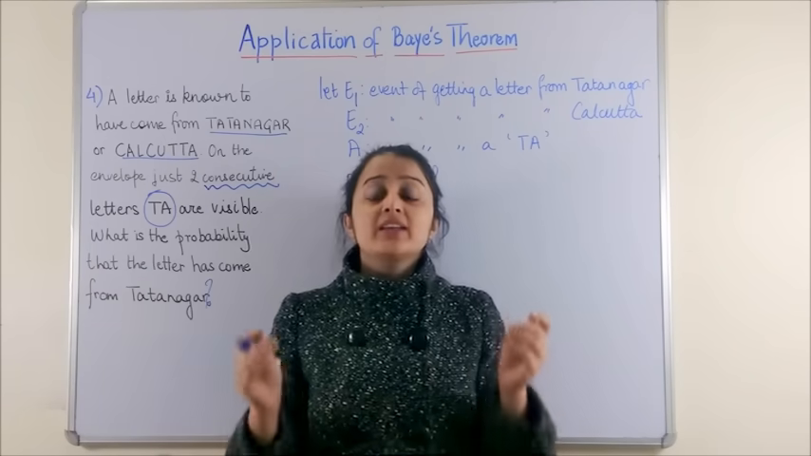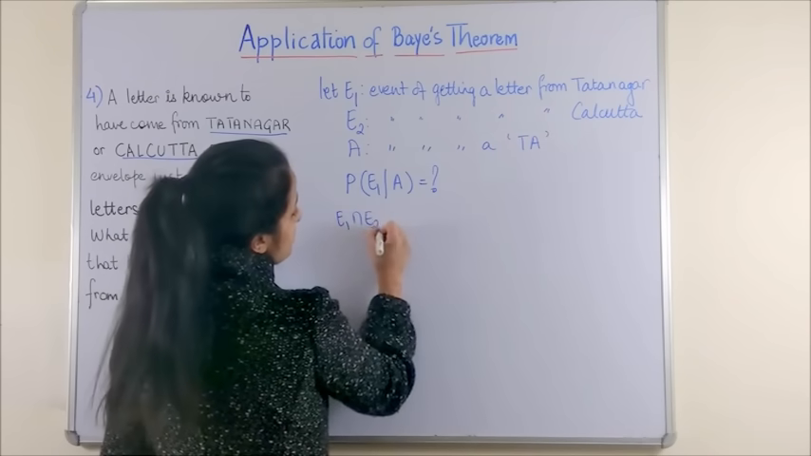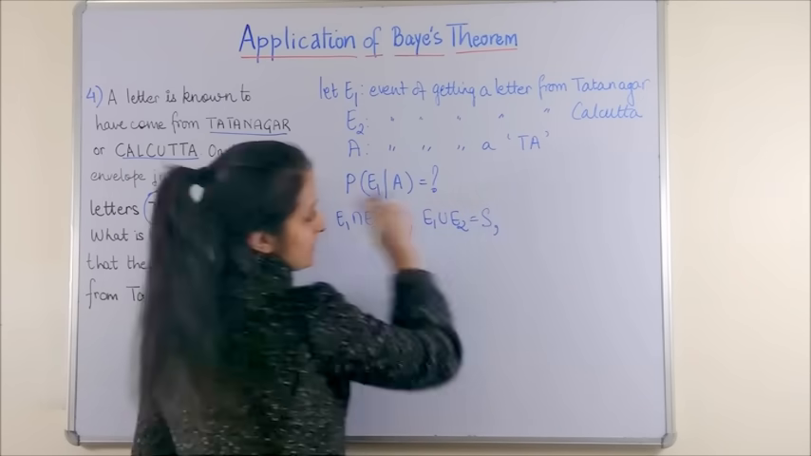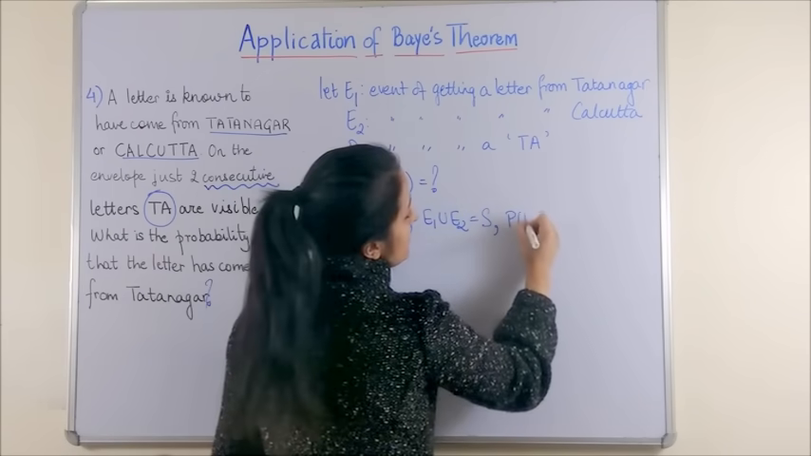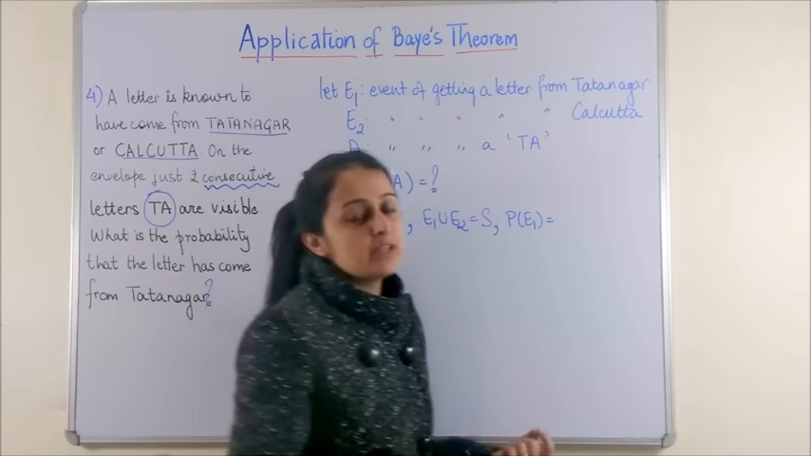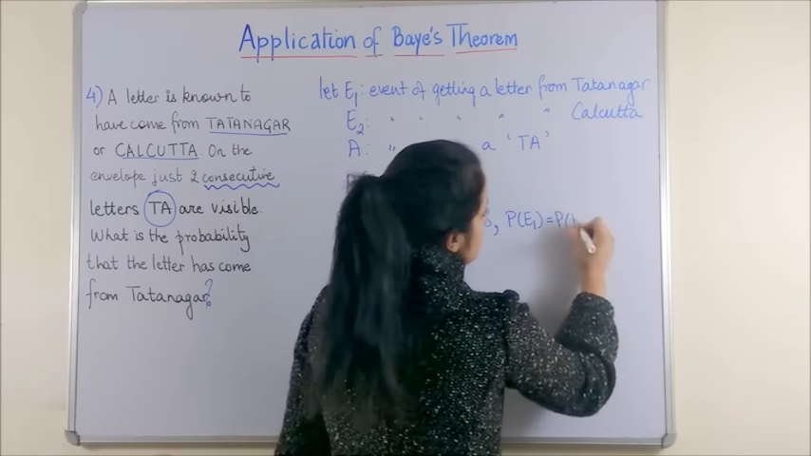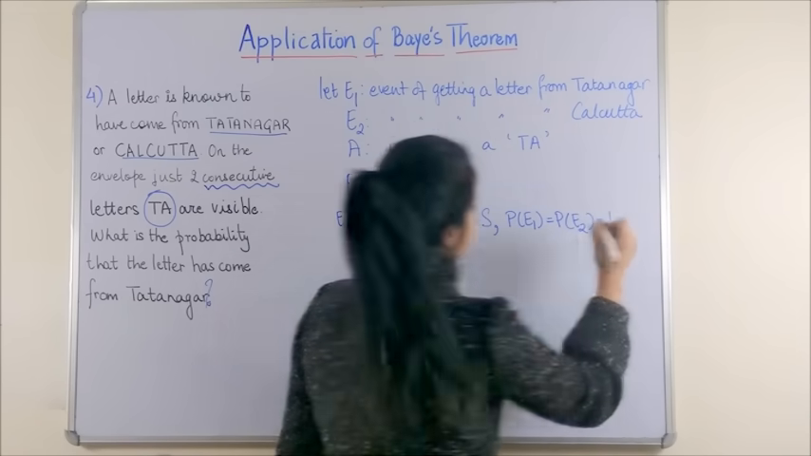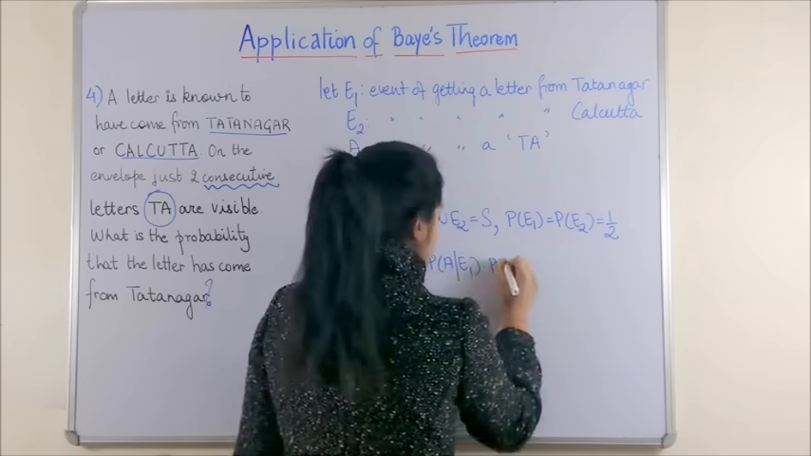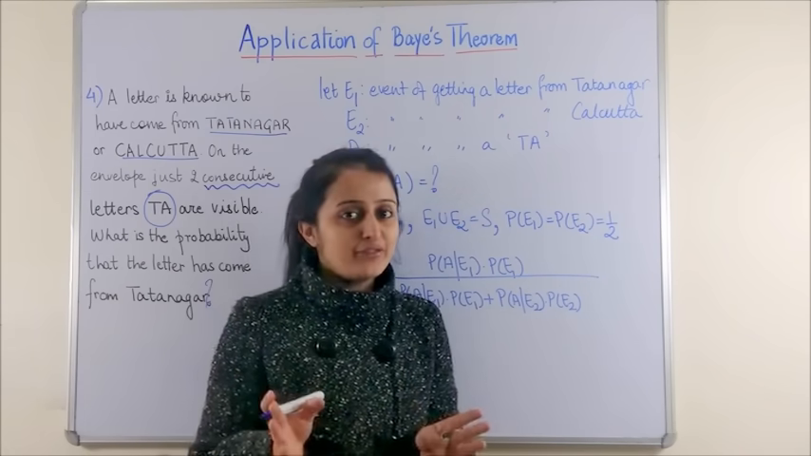You can jolly well get the hypothesis in place. You know E1 intersection E2 is phi. We know E1 union E2 exhausts the sample space in the given system. Probability of getting a letter from Tatanagar or Calcutta, since there is no preference mentioned in the question, so it's an equally likely event, and we get this to be half. Now, applying the formula, I'm sure by this time you know this formula at the back of your hand.